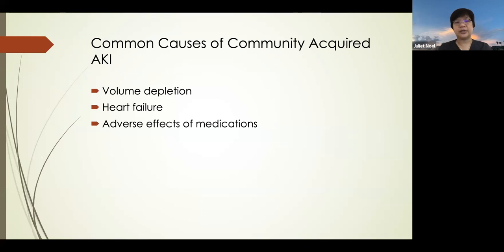Adverse effects of medications, so patients who have borderline kidney function, then they take NSAIDs, as I mentioned a while ago. Very common, even the Alaxan, that's paracetamol plus ibuprofen. Ibuprofen is one of the NSAIDs, no? Some would also take COX-2 inhibitors like celecoxib, etoricoxib, that can cause vasoconstriction of the afferent and predispose patients to AKI.